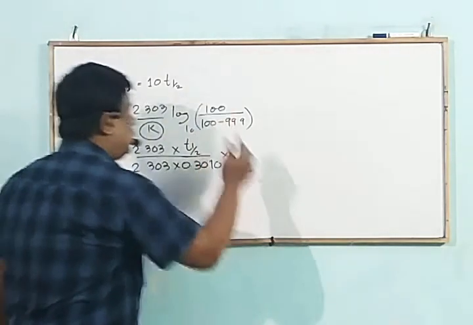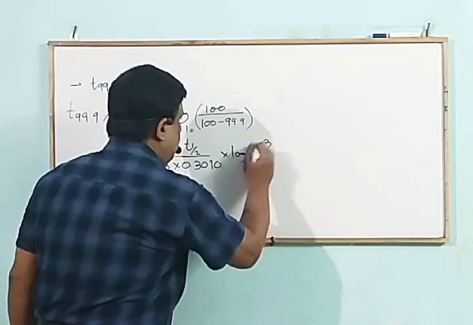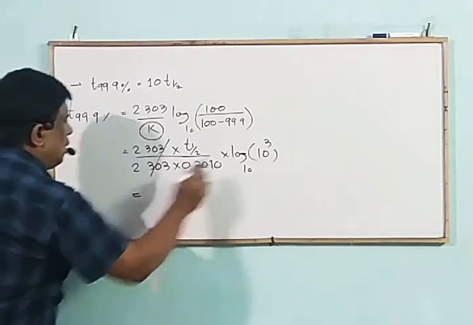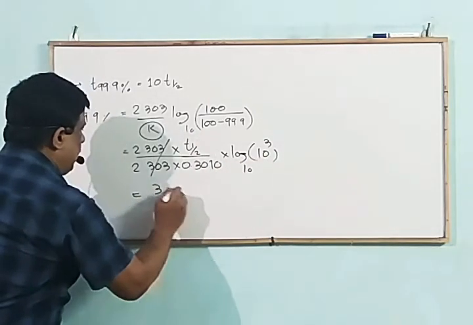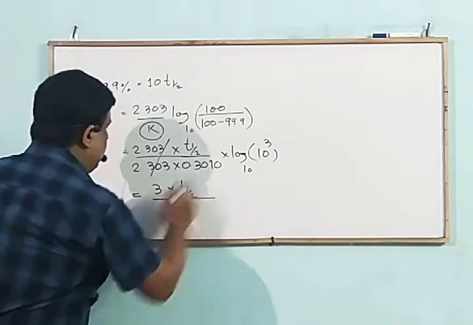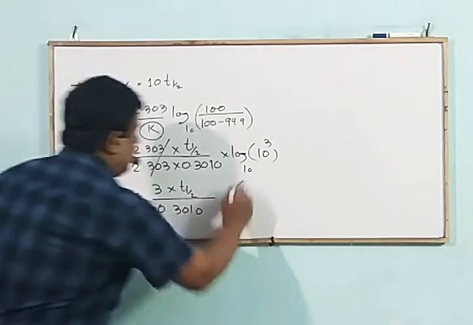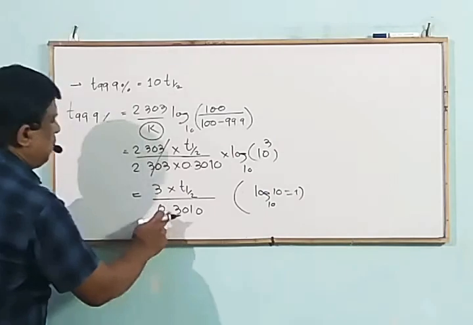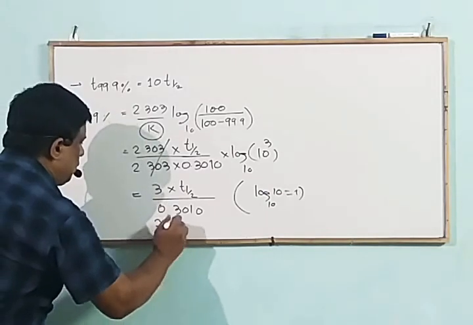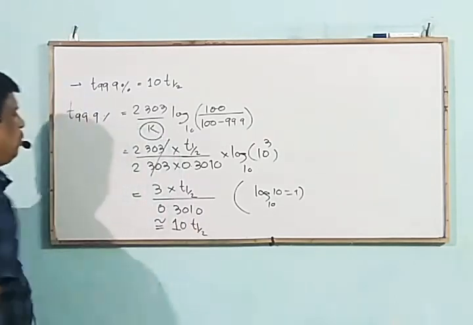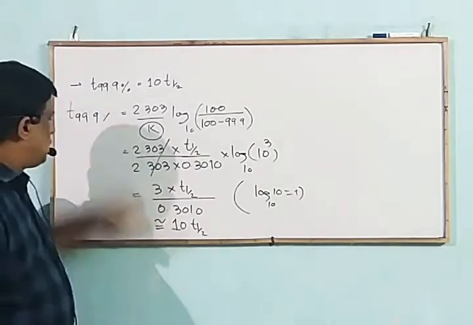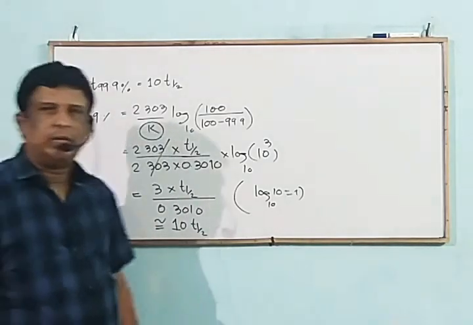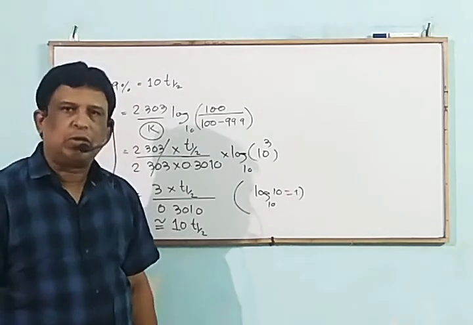1 by 10, 10 moves to here, that is 1000. 1000 means 10 to the power 3. Remember that? It cancels out. That is 10 to the power 3, so 3 log 10, 3 into T half divided by 0.3010. We know that log 10 is equal to 1. So mark that, 3 by 0.3 is nearly equal to 10 T half. Proved. That is T 99.9% nearly equal to 10 T half. Similarly, we prove the other formulas. Next, switch over to another one or two types of problems.